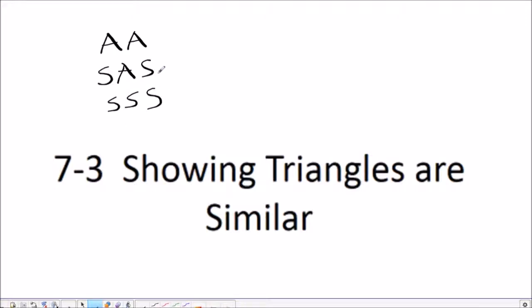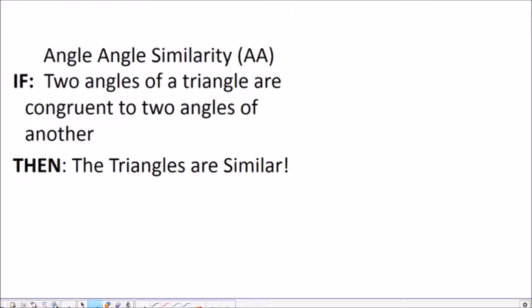You could probably guess right now what the A's and the S's stand for, because these are probably pretty familiar to us since we did congruence. AA is angle, angle, and SAS is side, angle, side, and then side, side, side. So let's get into what I mean. We're going to start with angle, angle.